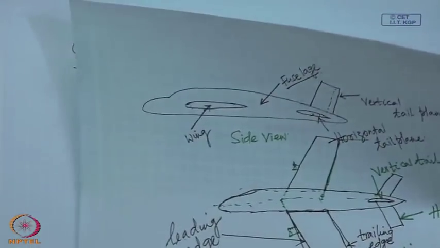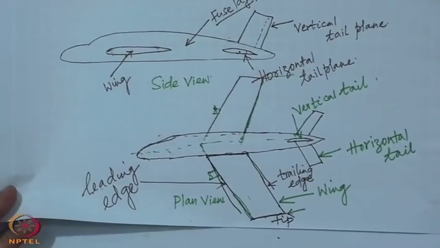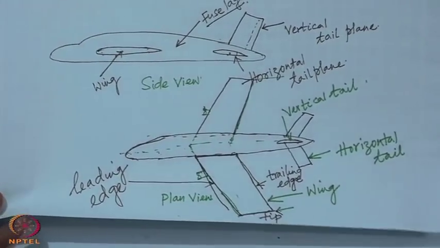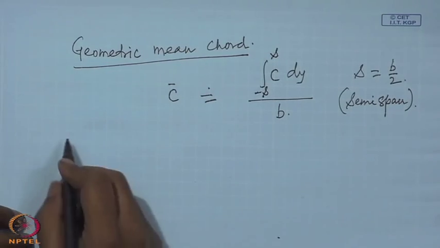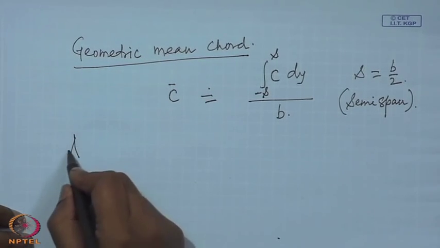There will be a difference in the chord length at the tip and the chord length at the root, and their ratio is called the taper ratio. The ratio of tip chord to root chord is called the taper ratio. Okay, we forgot to tell aerodynamic mean chord.